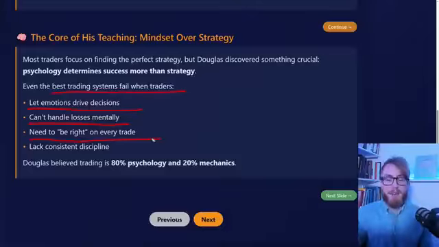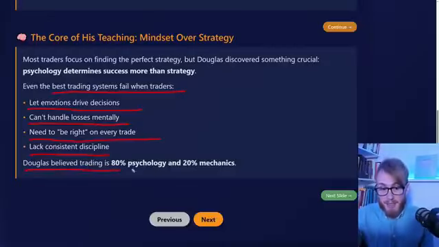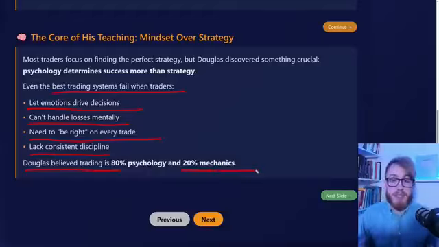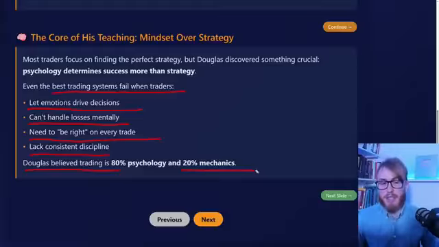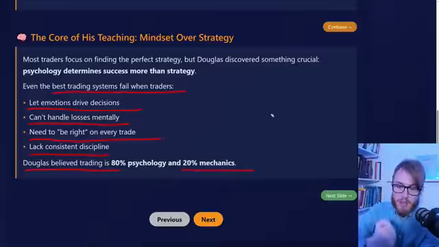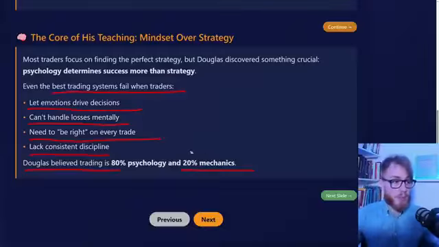This is something you have to stop. This is a mindset you really have to leave here. Another very key thing is lack of consistent discipline. And Douglas believed that trading is 80% psychology and 20% mechanics. As I already said, I definitely don't agree with this. It's not 80% psychology. But what I definitely do agree with is that even if you have a profitable trading strategy, if your psychology is not in check, your strategy won't matter, because you will make so many mistakes.